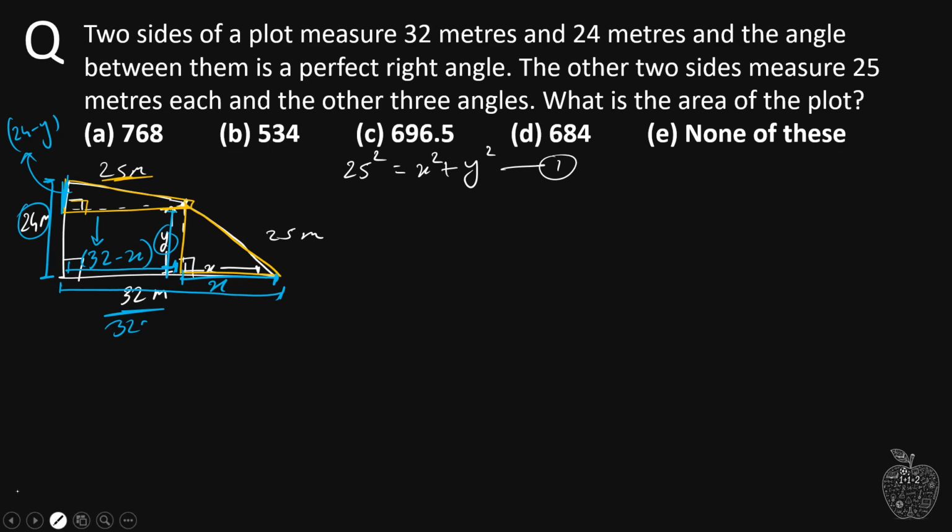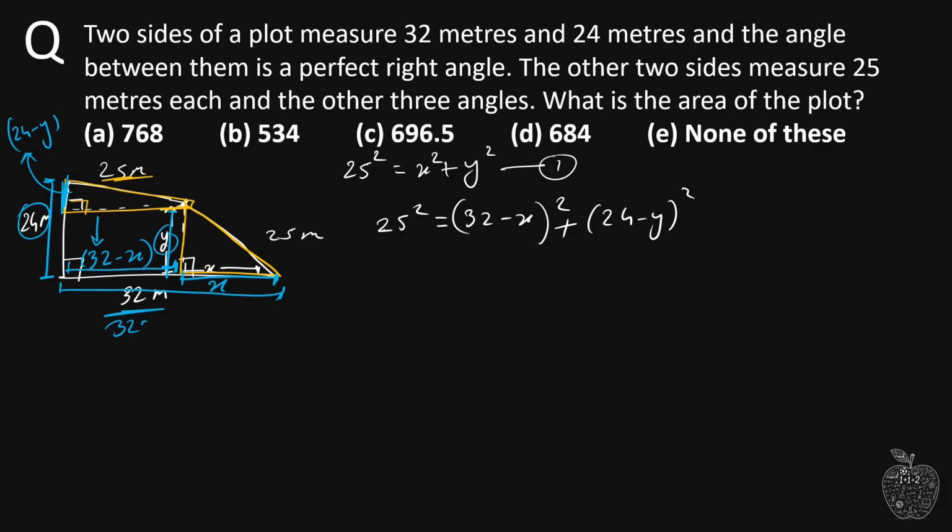Now let's focus on this right angle triangle here. We know that hypotenuse square is equal to one side square plus the other side square. So let's write it down. We have 25 square, which is equal to one side square, 32 minus x whole square, plus the other side square, which is 24 minus y whole square. Now we already know that 25 square is equal to x square plus y square from equation 1. So let's substitute it over here.